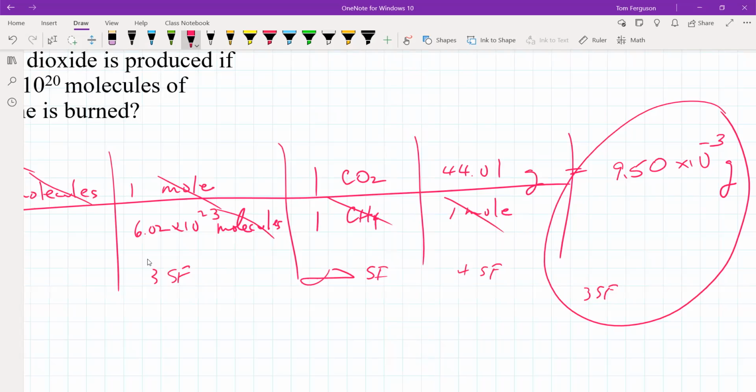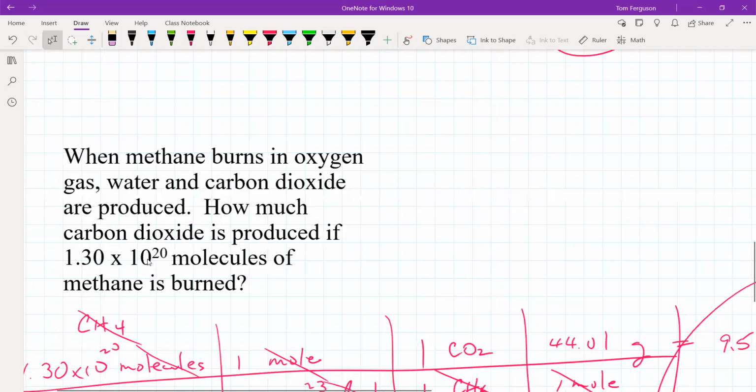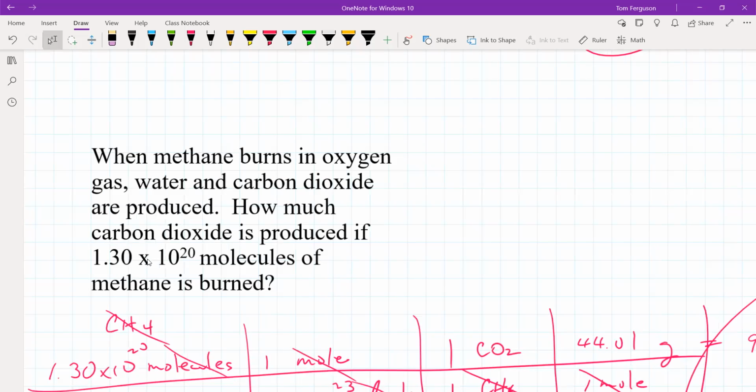Okay, so this is a very simplistic problem. Now, the best way to word this problem is a little different than the way I have it worded here. They need to use the word excess. So if I specify methane here, I need to say excess oxygen gas, because excess oxygen gas means it's not going to come into the calculation. But what if we limited the amount of oxygen we had?